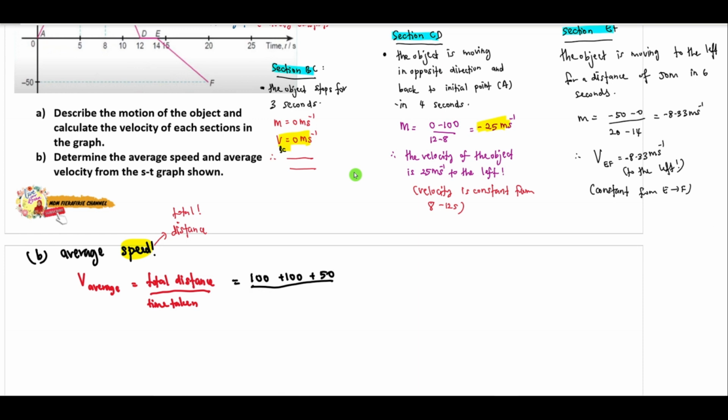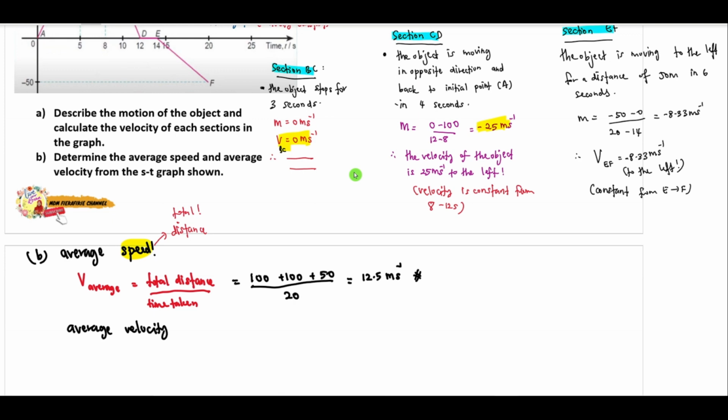And the time taken to travel 250 meter is equal to 20 seconds. Therefore, the V average, okay, ini average speed ya. Okay, sebab tu total distance. Okay, the answer is 12.5 meter per second. So, this is the answer. Okay, and how about average velocity?